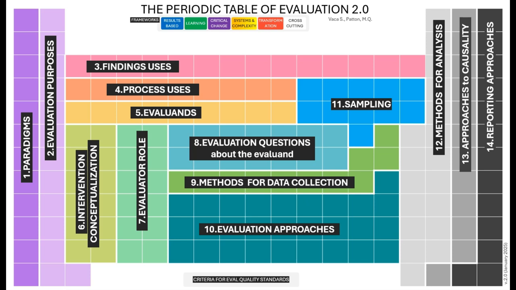Number 8 is evaluation questions about the evaluand. 9 is a category on methods for data collection. The 10th category is evaluation approaches. The 11th is sampling. 12 is methods for analysis. 13 is approaches to causality. And the 14th and final category is reporting approaches.